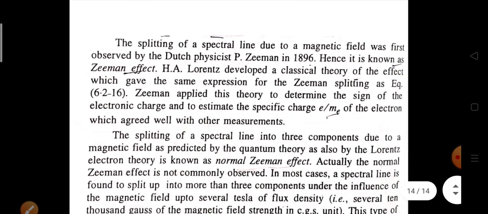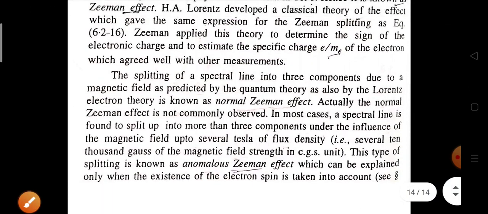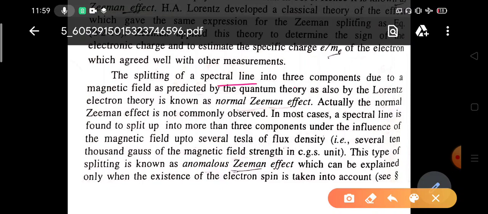This splitting of spectral lines was discovered by the Dutch physicist P. Zeeman in 1896, and it is known as the normal Zeeman effect. Lorentz also developed a classical theory of the effect, which gives the same expression for the Zeeman splitting. Zeeman applied this theory to determine the sign of the electronic charge and to estimate the specific charge e by m_e of the electron, which agreed well with measurement. This splitting of a spectral line into 3 components due to a magnetic field, as predicted by quantum theory and also by the Lorentz electron theory, is known as the normal Zeeman effect.